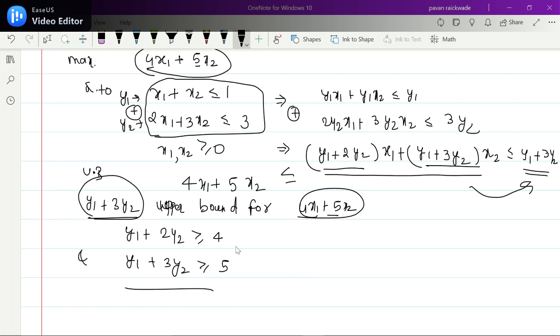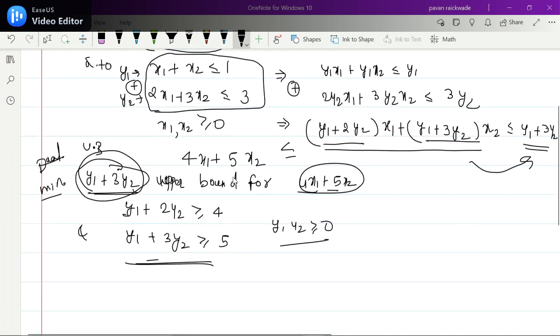Hence, the dual is formalized simply as: minimize this function with respect to these constraints, where y1 and y2 are already taken positive. So this is simply the meaning of the dual. Instead of finding the supremum of the objective function, we find the minimum value of its upper bounds. That's all.